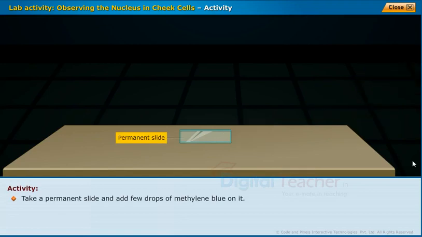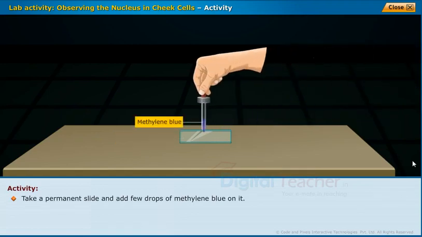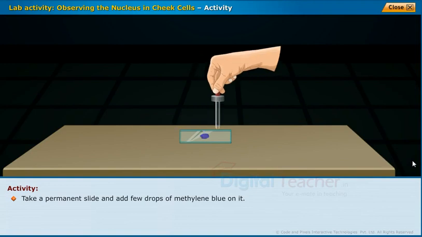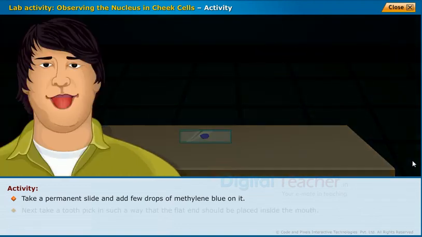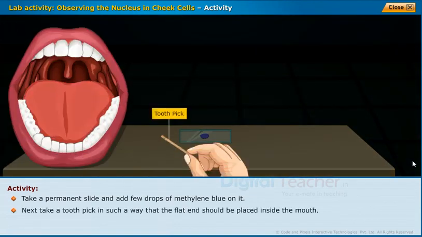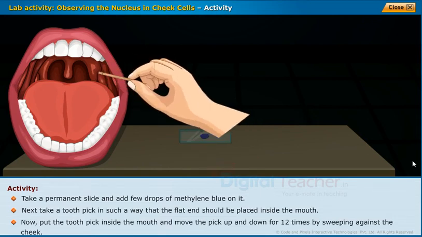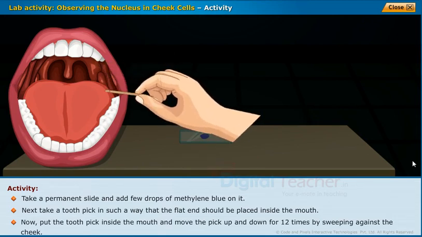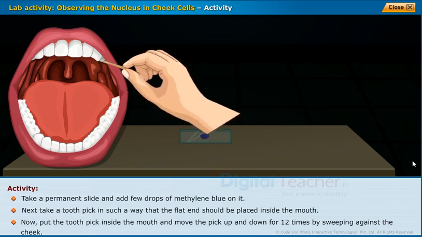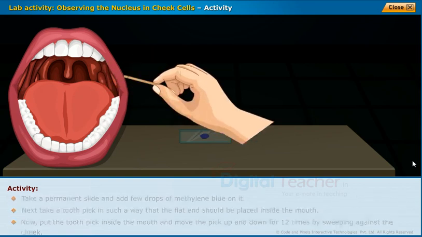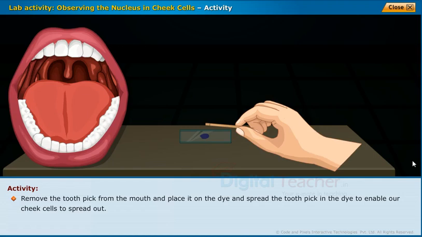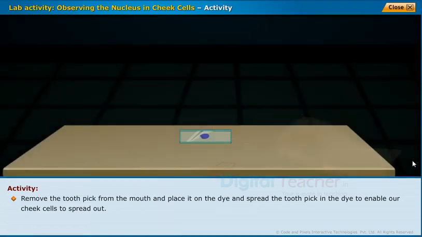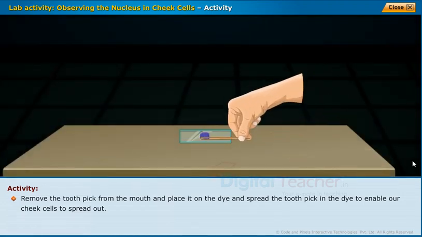Take a permanent slide and add a few drops of methylene blue on it. Now take a toothpick in such a way that the flat end should be placed inside the mouth. Now put the toothpick inside the mouth and move the pick up and down for 12 times by sweeping against the cheek. Remove the toothpick from the mouth and place it on the dye and spread the toothpick in the dye to enable our cheek cells to spread out.